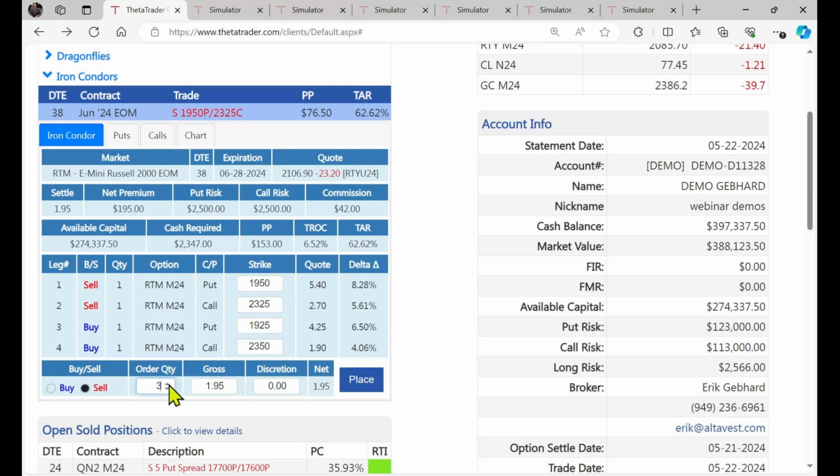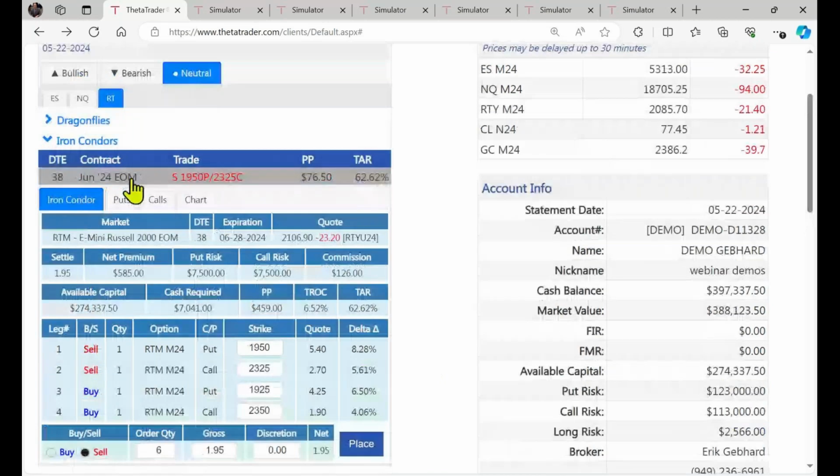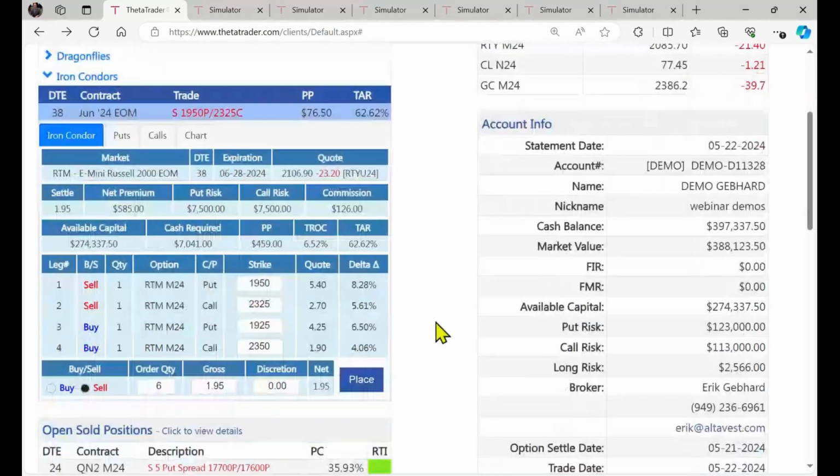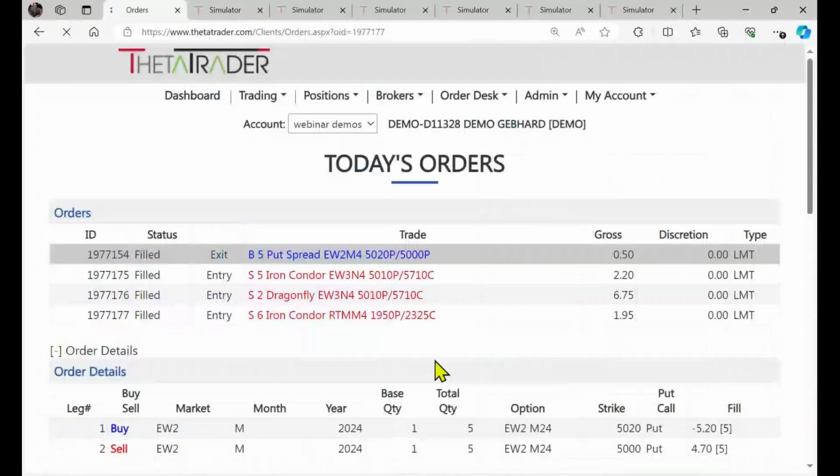So we'll go ahead and jump into, we'll trade 5 of these. Let's do 6 just to be different. So your cash required, your profit potential is listed right here. And that is the end of month Russell Iron Condor. So there you have it. Just that simple. Let's see if we can get to the dashboard quicker than last time.